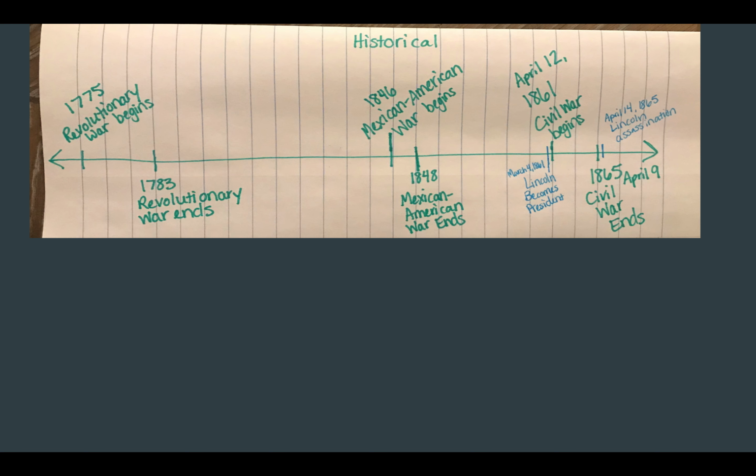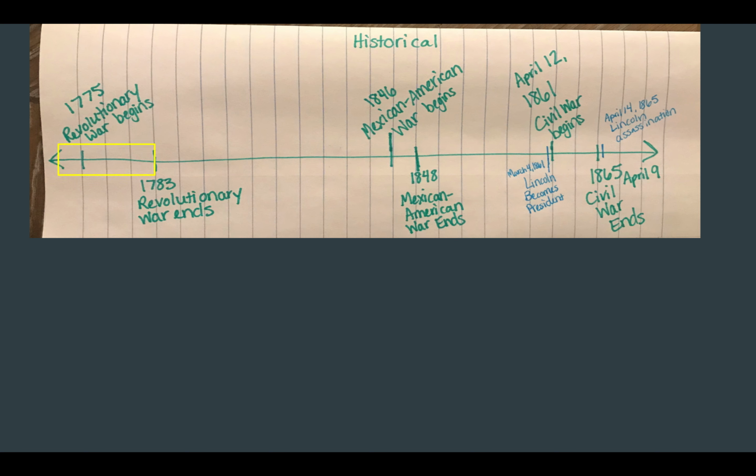So the Revolutionary War happened first, then several years later, the Mexican-American War happened, and then we now have the time that Lincoln was president. And it's important to know what took place when Lincoln became the president. The Civil War was taking place when he was president. So that's the historical timeline of Pink and Say and during that time period.